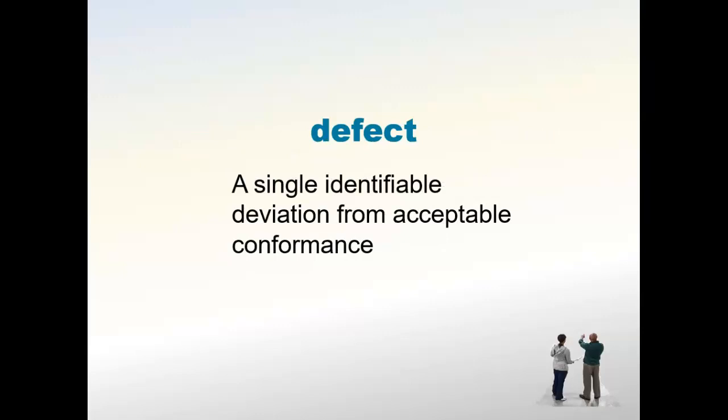Now, when considering defects, which for definition purposes is a single identifiable deviation from acceptable conformance, think of the manufacturing of a board game or a puzzle, where they both have many pieces that contribute to the overall functionality of that game or puzzle. Any deviation or failure to include a piece would interfere with that functionality. So therefore, it would be paramount to engage in quality control efforts to ensure there is conformance to the design specifications.